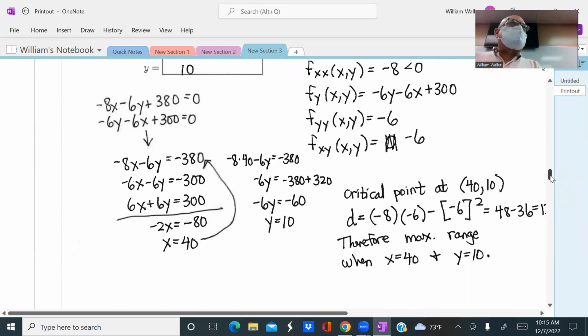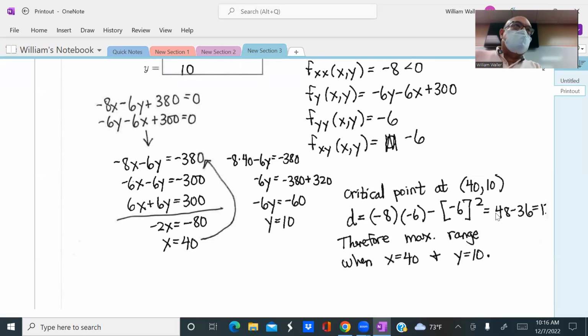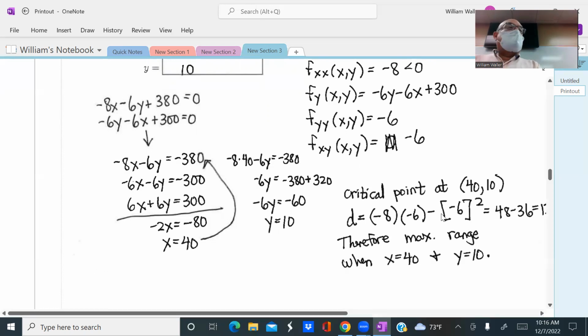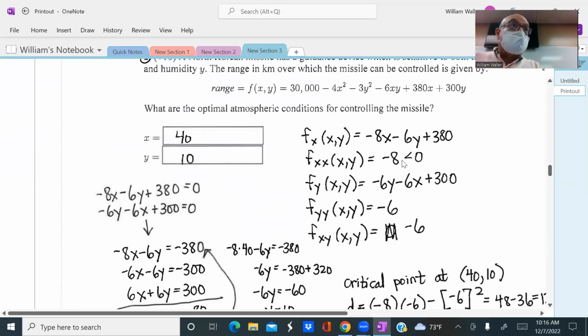Or is that backwards there? Well, that's the part of the test, right, that you need to use. Oh yeah, I forgot. The D is positive, and the second partial derivative with respect to x is negative. That means that our critical point is a maximum, right?